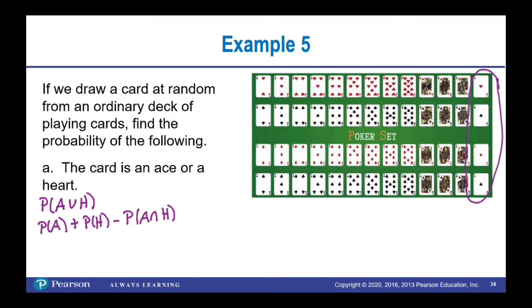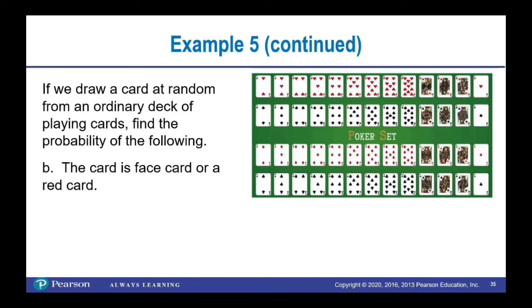So there are 4 aces out of 52. Plus, notice there are 13 hearts out of 52. And there's only one card that is both an ace and a heart. We already have a common denominator, so subtract your numerators. We get 16 out of 52, which simplifies to 4 out of 13.